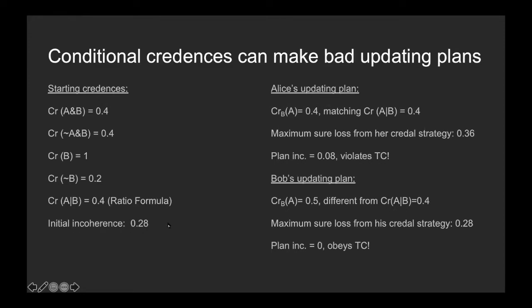We have an initial incoherence of 0.28 here. So now we can say, well, what happens if Alice's updating plan actually matches this conditional credence that we gathered with the ratio formula from her unconditional credences? Well, it turns out it actually gives her some plan incoherence. So tolerant conditionalization would not recommend doing that. By contrast, look at Bob, right? Bob has an updating plan to go to a credence of 0.5 in A upon learning B. And it turns out that that actually has 0 plan incoherence, even though this credence is not related to his unconditional credences via the ratio formula, right? So these connections between conditional and unconditional credences via the ratio formula kind of dissolve in the incoherent case. Tolerant conditionalization does not preserve those.